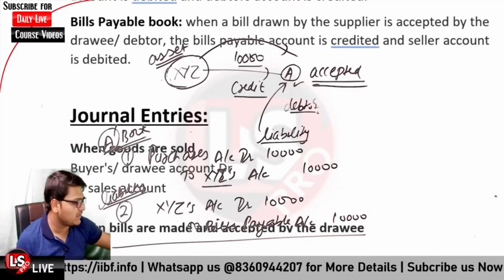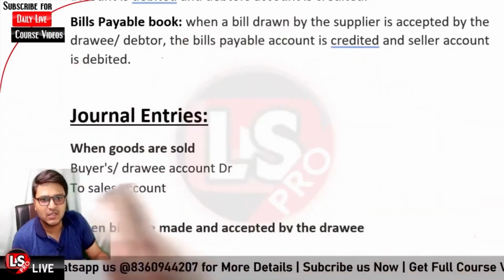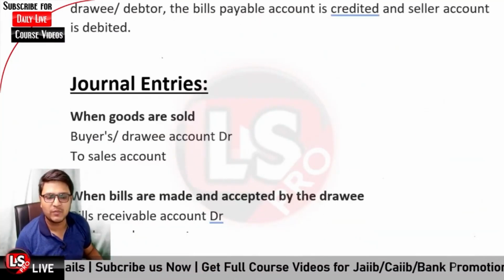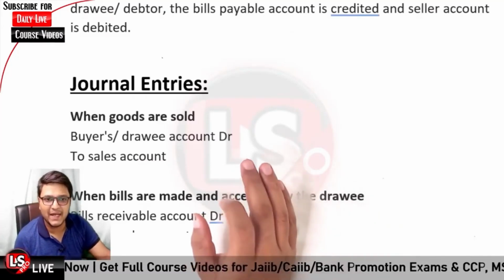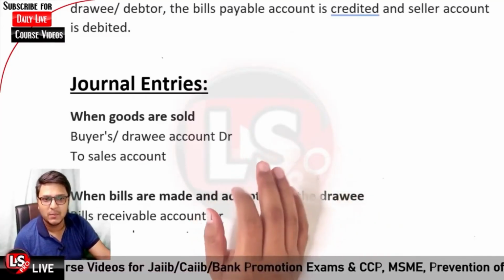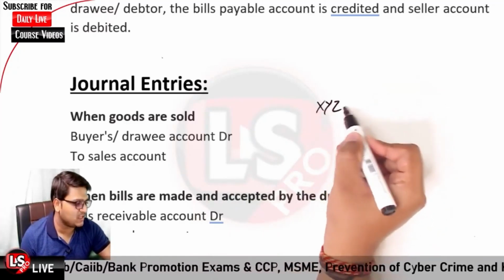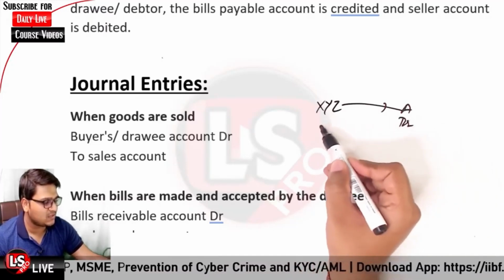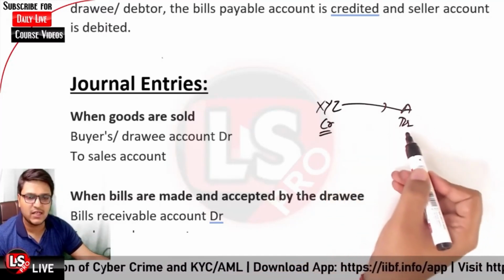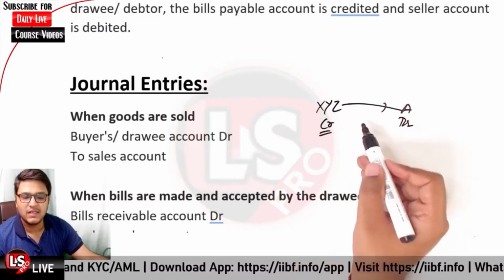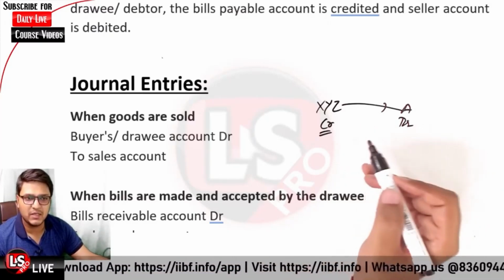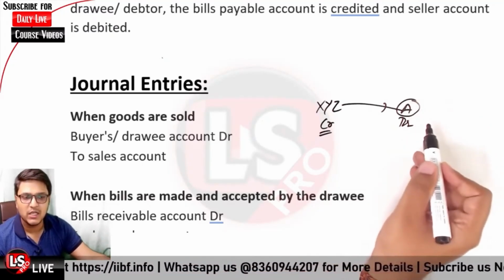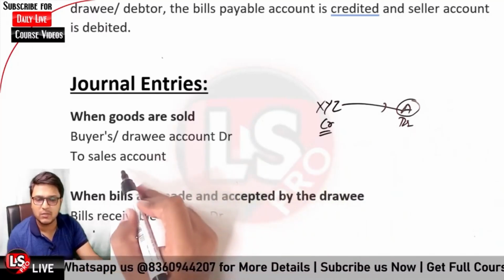Now let us have a look at the journal entries of these. So when goods are sold, I already told you, buyer's account is to be debited. When XYZ is selling the goods to A over here, now A is the debtor and XYZ is the creditor. Now in this particular case, debit the receiver, credit the giver. So A is a receiver, A's account would be debited as per the golden rule, and further sales would be credited because it's an income.